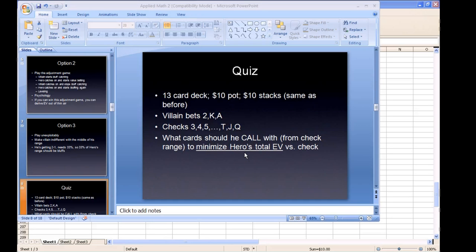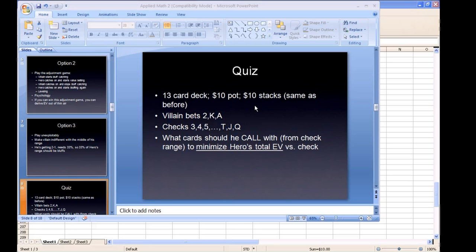So try things like in the middle there, see what our EV is based on, say, his range of calling 9 through queen, 8 through queen, and folding the rest, and see how our EV, the player in position, changes with our betting range, ignoring the deuce, king, and ace. So that'll be our quiz question for the day, and I'll show my answer for that at the beginning of next week's video.